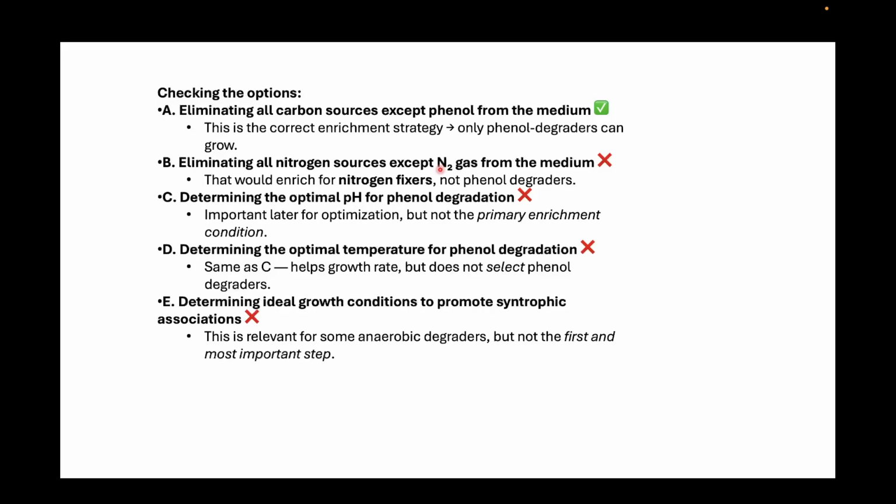Determining optimal temperature, same as option C. Determining ideal growth conditions, this is relevant for some anaerobic degraders but not the first most important step. So the question was about the most important step, which is exhausting all other carbon sources and using phenol as the only carbon source.